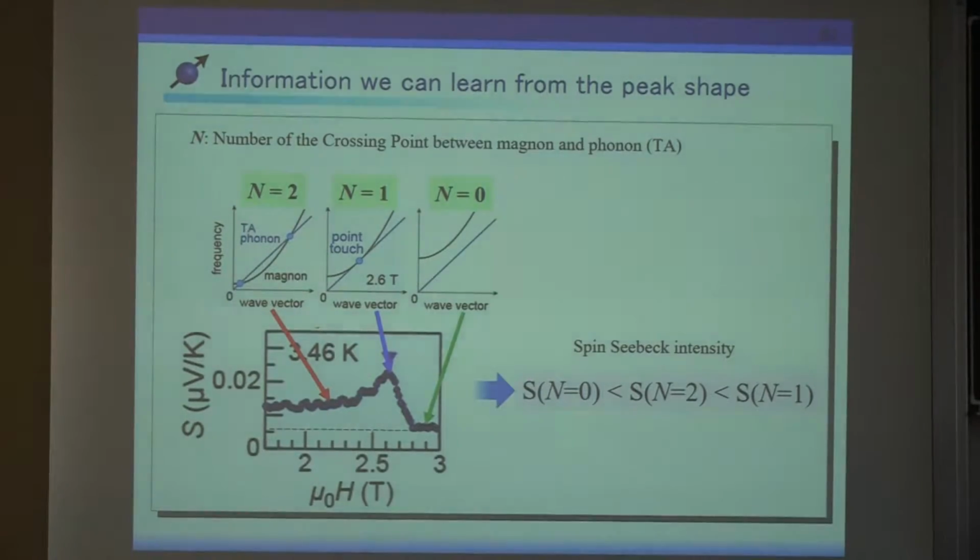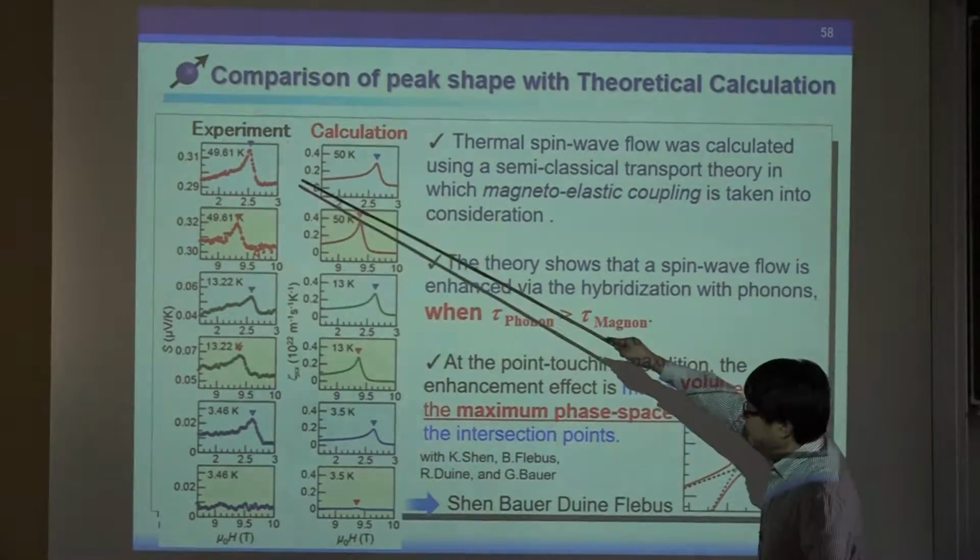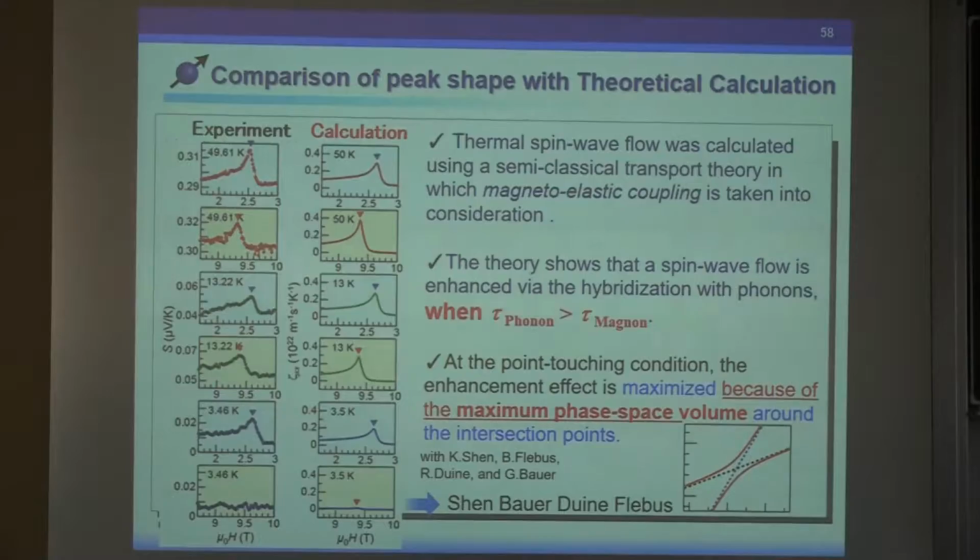In fact, this spectral shape is well reproduced by a calculation. This is a calculation done by Kashen, Bauer sensei, Dewey sensei, and Benedetta. This is the calculation, and this is what we measured. In this calculation, spin flow was calculated using a semi-classical framework in which the magnetic coupling is taken into consideration. This theory showed that spin wave flow is enhanced via the hybridization with phonon when the lifetime of phonon is greater than the lifetime of spin waves.